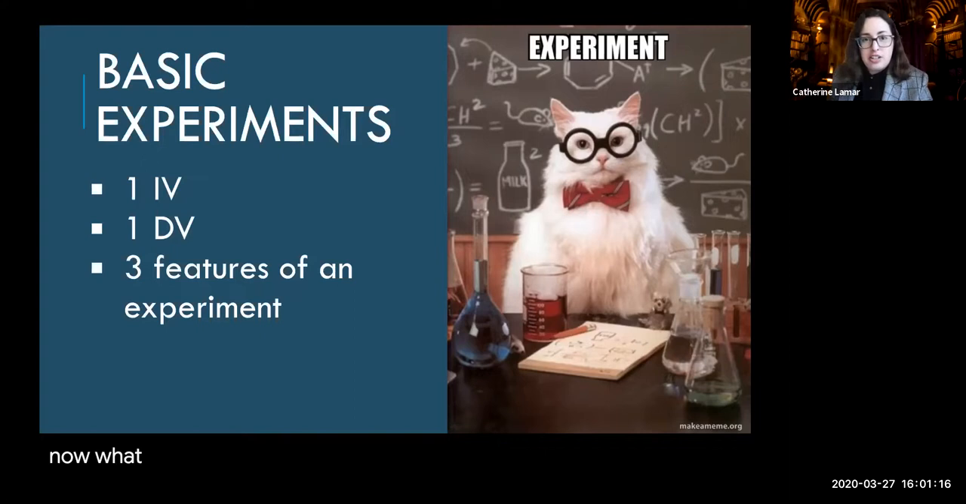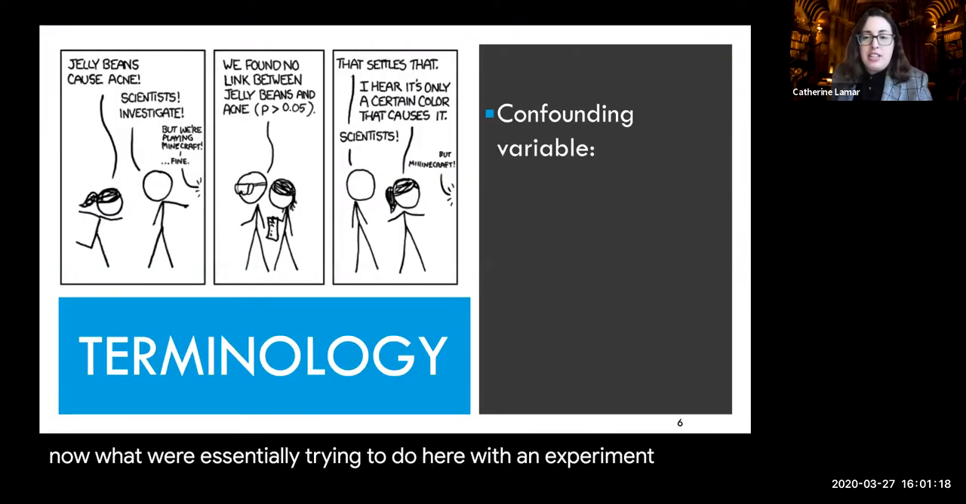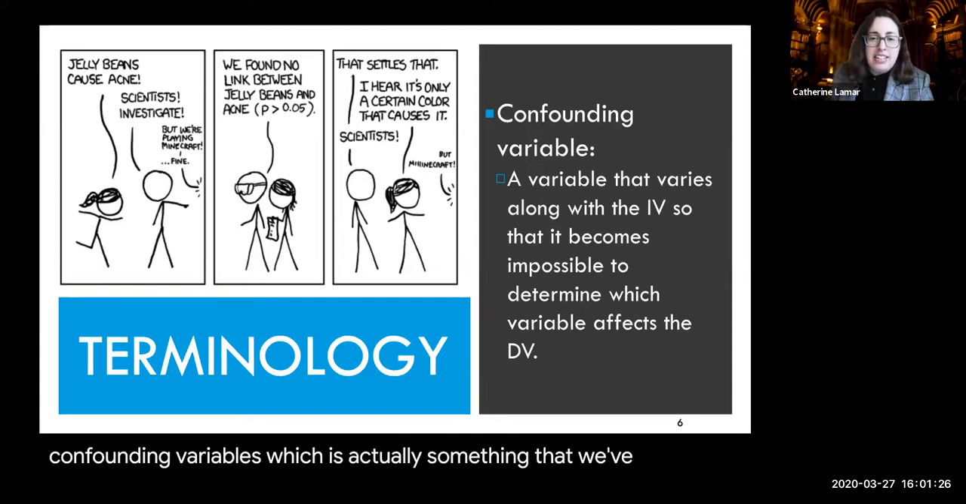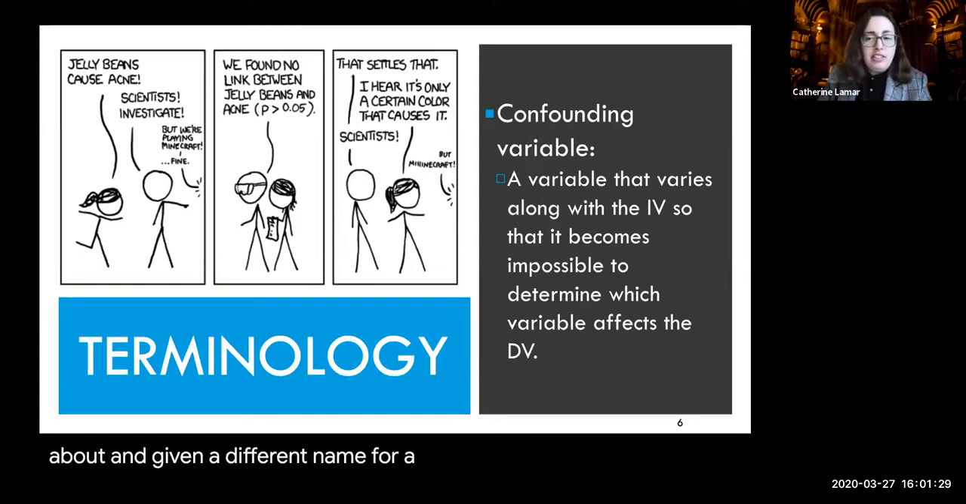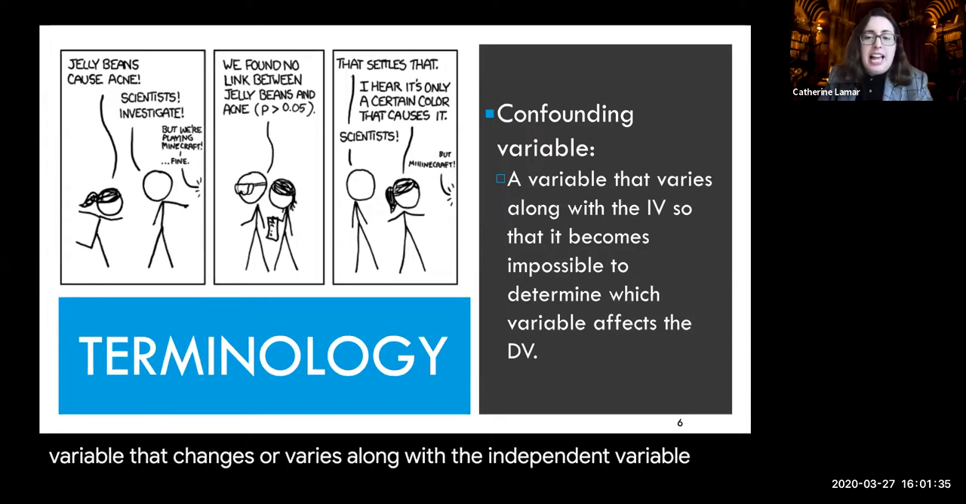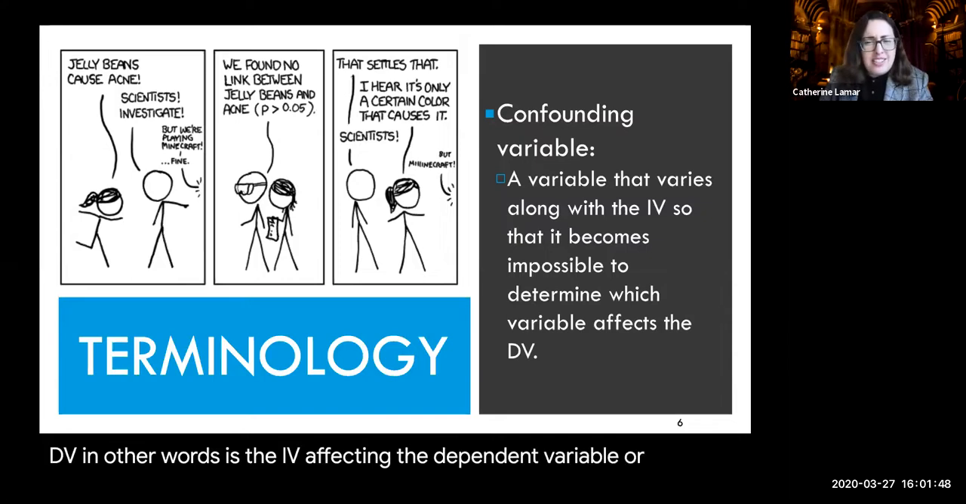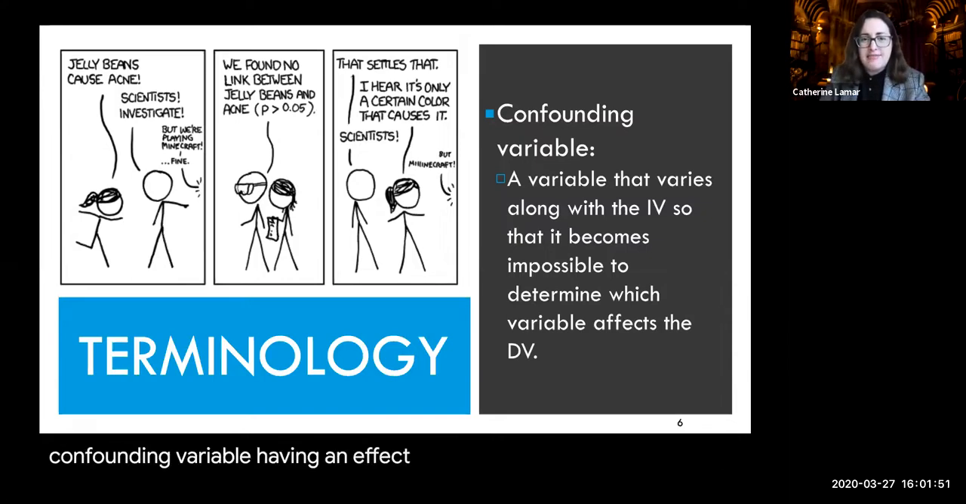Now, what we're essentially trying to do here with an experiment is to help eliminate the effect of confounding variables. Chapter 8 mentions confounding variables, which is actually something that we've talked about and given a different name for. A confounding variable, though, is a variable that changes or varies along with the independent variable. And that makes it very challenging or even impossible to determine which variable affects the DV. In other words, is the IV affecting the dependent variable, or is a confounding variable having an effect? We don't know, and that's the problem with the confounding variable.